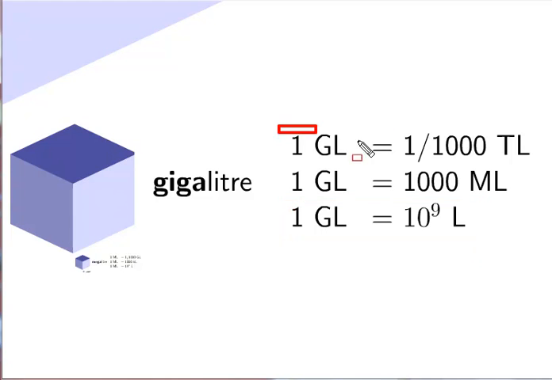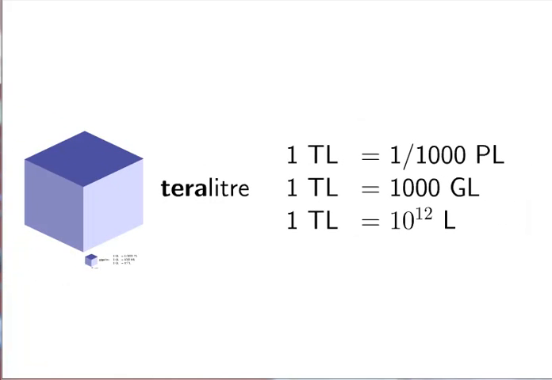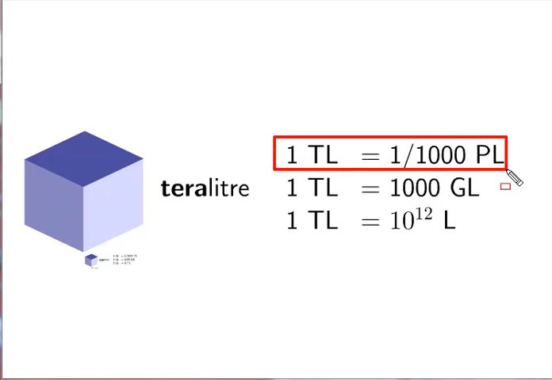But again, my gigalitre is a fraction of an even bigger measurement. It's a thousandth of a teralitre. And here's my teralitre. My teralitre is 1,000 gigalitres. If I convert that back to litres, I'm going to get 10 to the 12 litres. But again, my teralitre is a thousandth of an even bigger measurement. It's a thousandth of a petalitre.